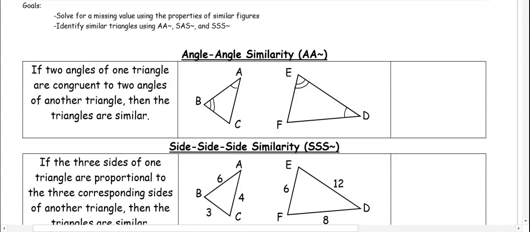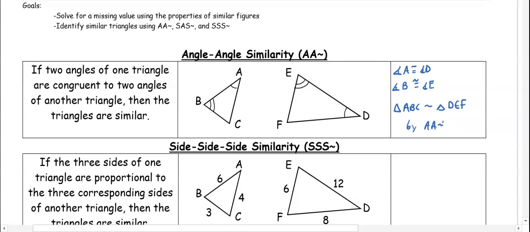So the first method is angle-angle similarity. In angle-angle similarity, if two angles of one triangle are congruent to two angles of another triangle, then the triangles are similar. So if we look at these two pictures here, by looking at the markings, we can see that angle A is going to be congruent to angle D, and we can see that angle B is congruent to angle E. So because we have two sets of angles congruent, we now know the triangles are similar. So triangle ABC is similar to DEF by angle-angle similarity.